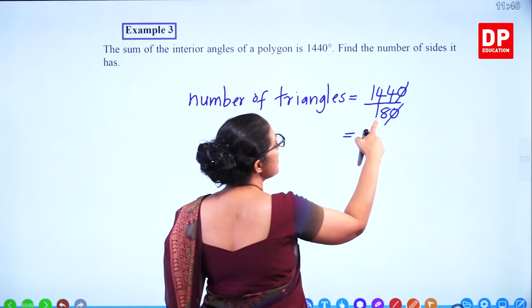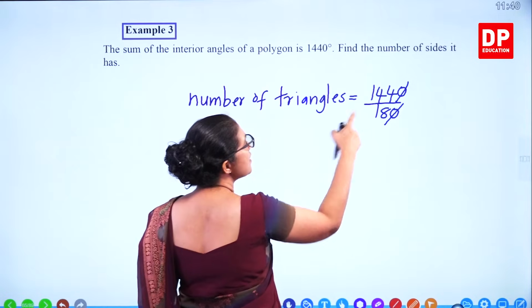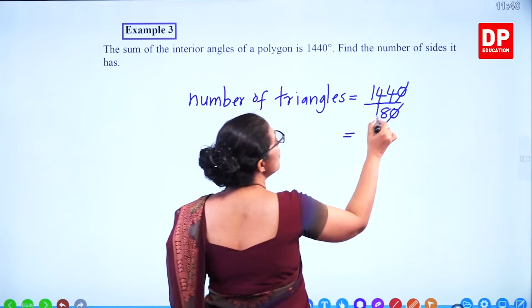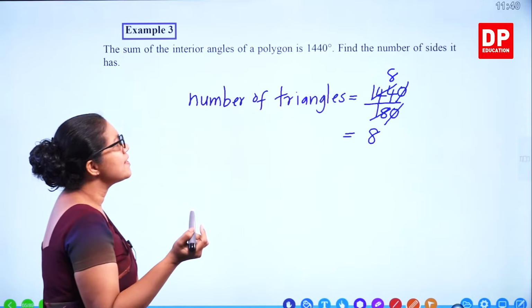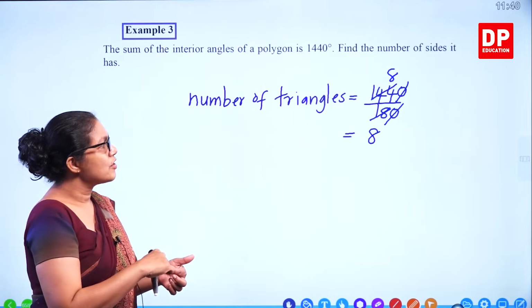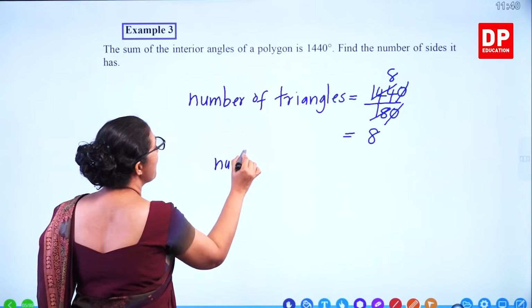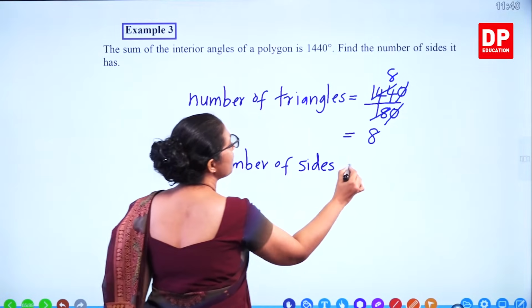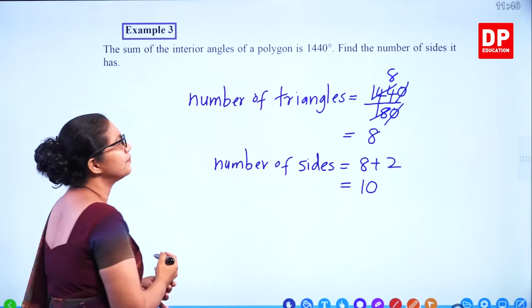How many 18s are there? 8. 8 times 8 is 64, 6 is there. 8 times 1 is 8, plus 6 is 14. So 8. So 8 triangles are there. So how many sides? You have to add 2, because to get triangles we subtract 2. So the number of sides, you can add 2 to that. 10 sides are there.